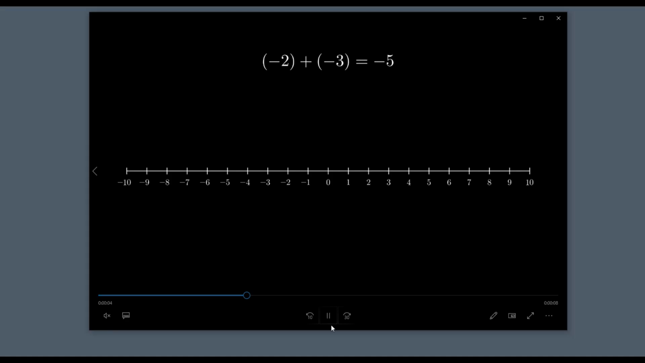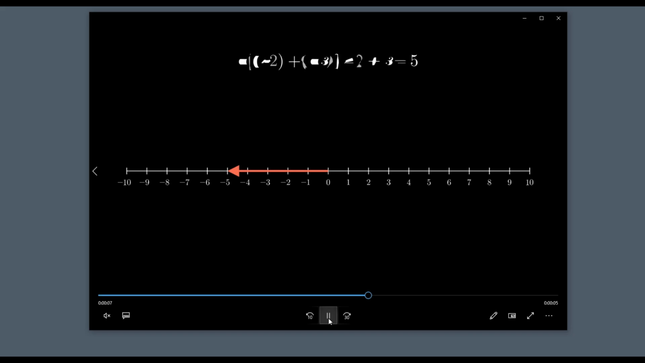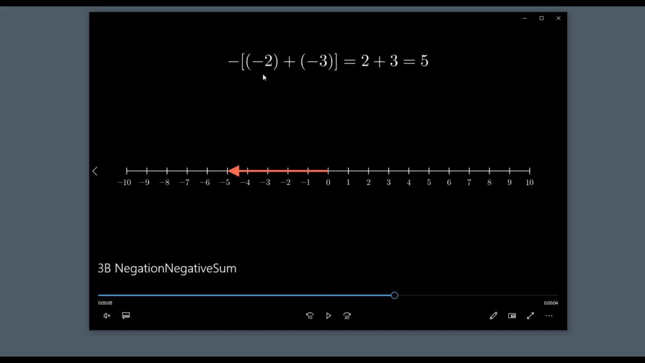So negative 2 and negative 3. In this case, we have negative 2 being added to negative 3. And you know from 6th grade that this is negative 5, right? Now, if I add a negative sign outside, negative of negative is positive, right? We have to flip it. That's the whole scenario. A negative outside the bracket flips the numbers inside, whatever they may be.